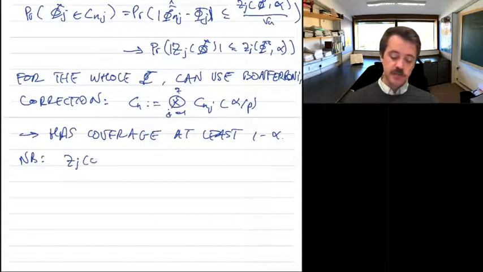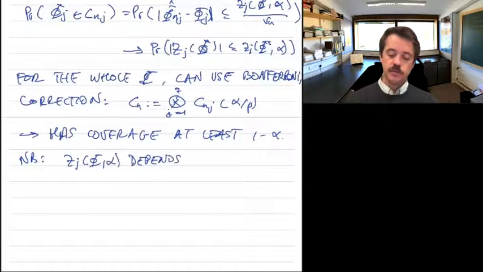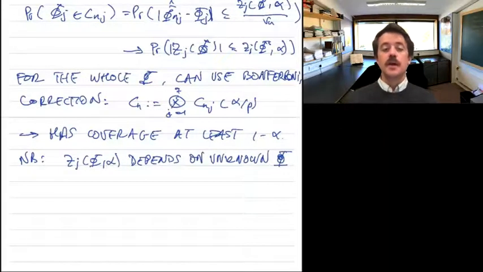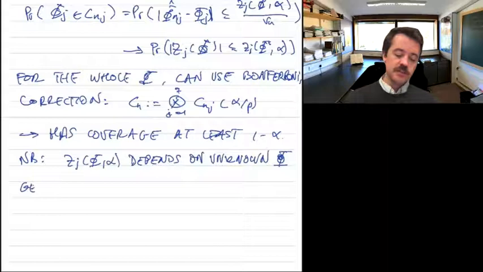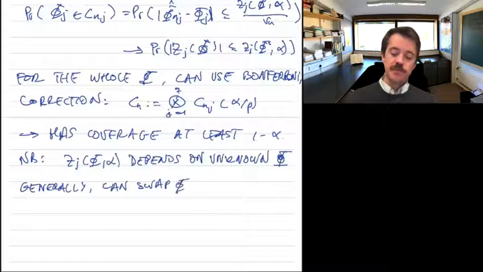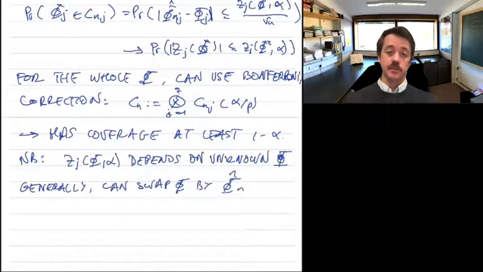Okay, so just taking note that this Zj, of course, depends on unknown quantities. And so generally, we can swap this capital Phi by precisely what you're expecting: the estimator, the plug-in estimator.